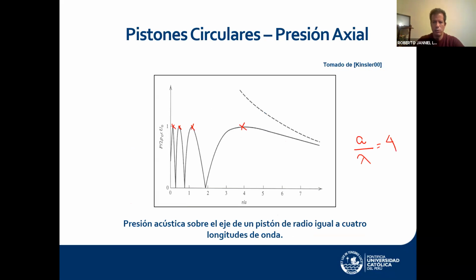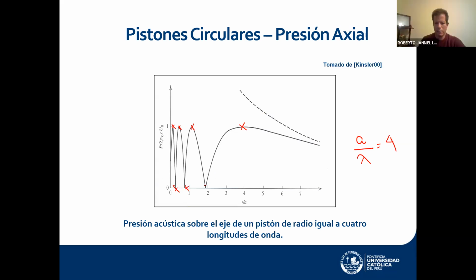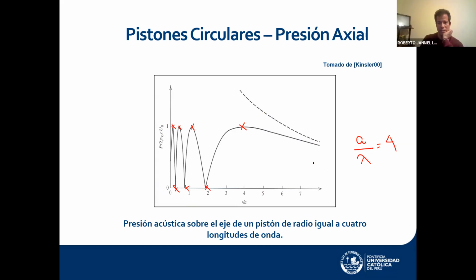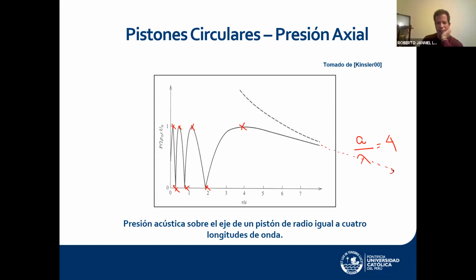How many zeros or how many nulls do you observe on the axis of the transducer? 3. So you're seeing 1 in here, 1 in here, 1 in here. Are those the only ones that you get to see? I don't know if the first one counts. No, it doesn't. That's a good question. Do you see another one? Probably in the asymptote, but correct.